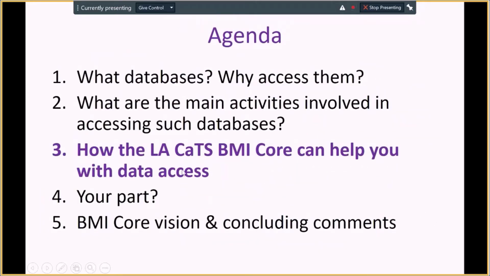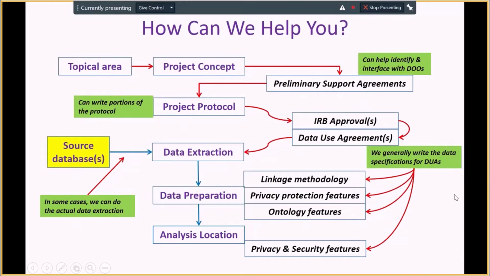Okay, how can we help you do all that stuff? In a nutshell here, quickly, we can help you identify and interface with these data owning organizations, the BMI Core, and working with other, in particular ReachNet and some of the other organizations. We can help you write the portions of your protocol that are relevant to all of this stuff. In fact, we would like to help you write portions of the protocol. We usually do write the data specifications for data use agreements.